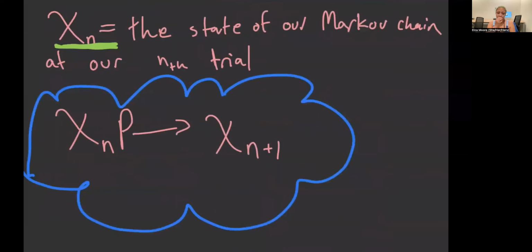So here, I've said that the X_n in our Markov chain equals the state of the Markov chain at our nth trial.